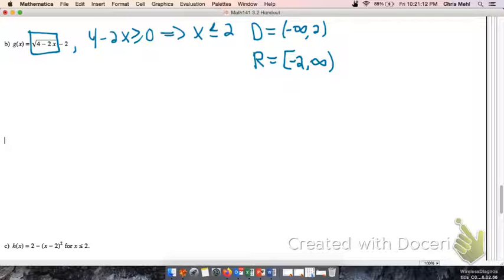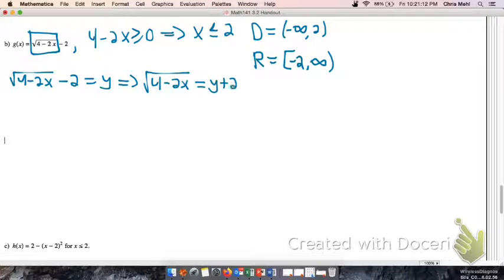Okay, so step 1 is always to take your function and set it equal to a variable y. And then I'm going to start solving for y. So I'm going to add 2 to both sides. 4 minus 2x is going to equal y plus 2. Okay. And the next thing you have to do to get rid of the square root, you have to square both sides. So the right side would become (y plus 2) squared.